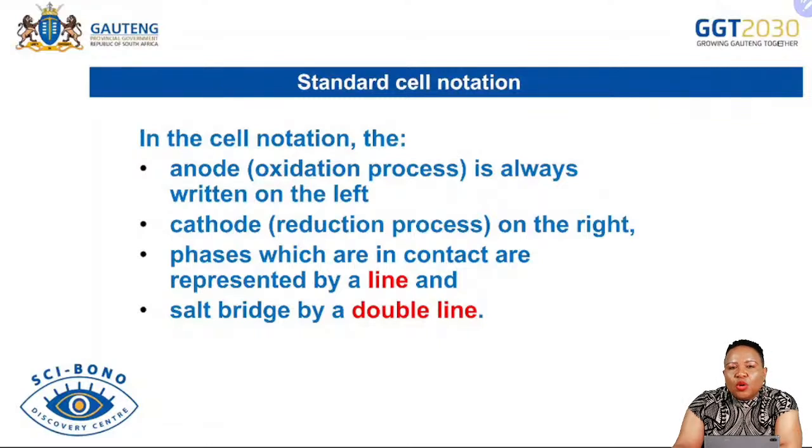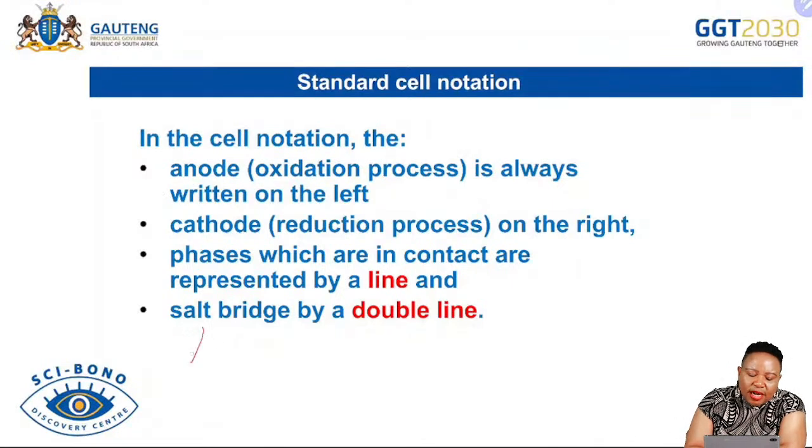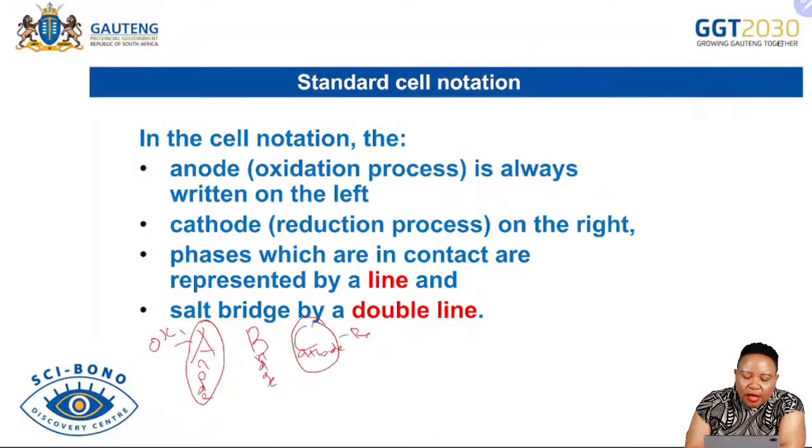Then you will also be required to write the cell notation. So how do you write the cell notation? Our cell notation will be as easy as A, B, C, meaning that we'll start with our anode side, write a cell bridge, and go to our cathode side. We know that at our anode side, that's where oxidation occurs. At our cathode side, that's where reduction occurs.